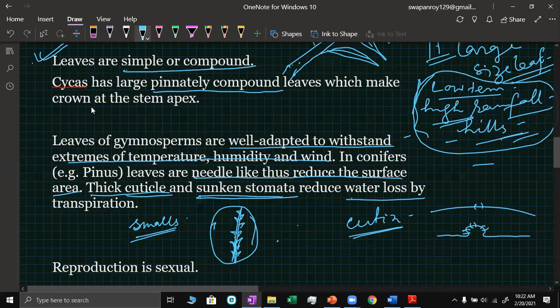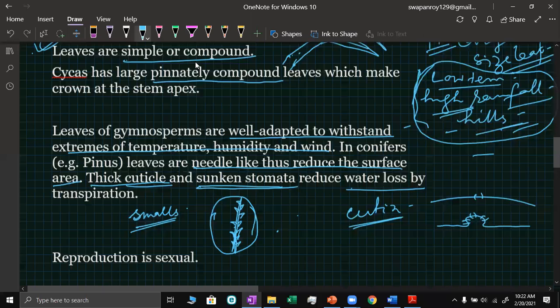If we see the reproduction, it is mainly sexual.